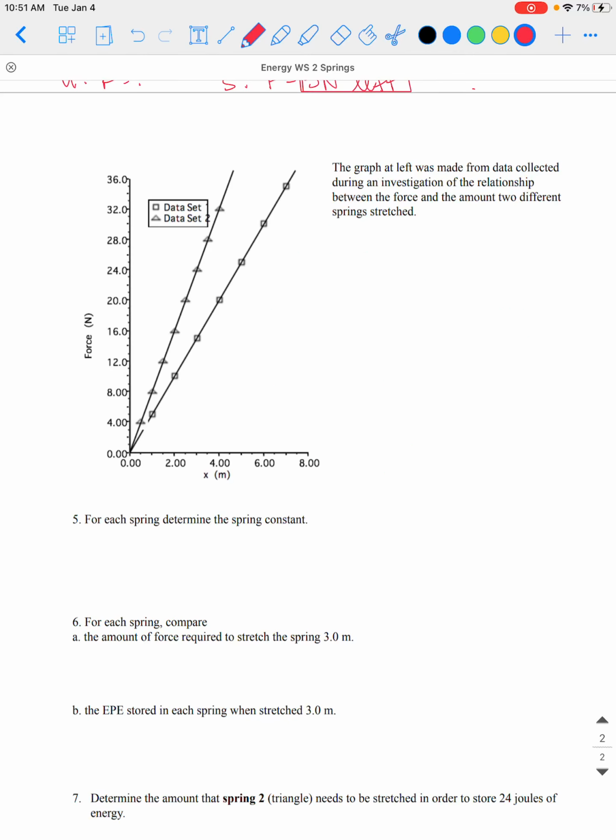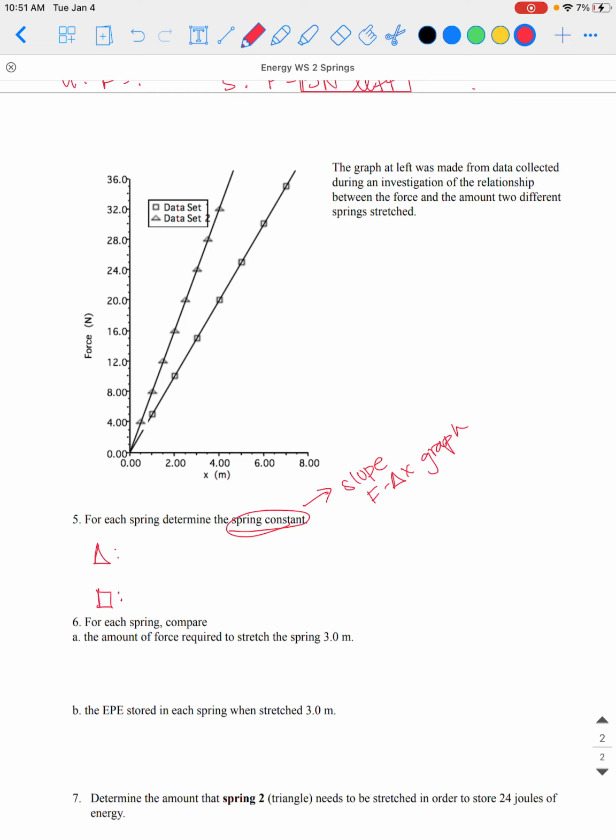All right, so we are going on to problem number 5, and this one is analyzing a spring force stretch graph. And it's asking us to determine the spring constant. The spring constant would be the slope of a force delta x graph, specifically spring force and stretch. So I'm going to do it for the triangle data and for the rectangle data. And all I need to do is find the rise over run.